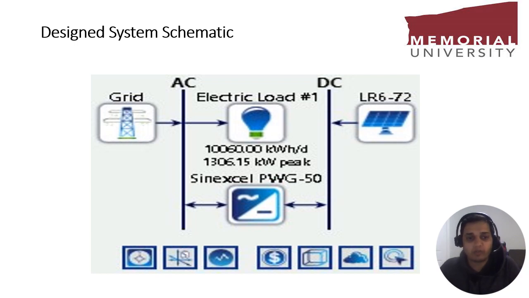So, as you can see in the schematic diagram, we have two sources of energy. One is the grid and the other one is the solar panels. The DC current produced by the solar panel is converted with an inverter, and then the energy is fed into the electric load, or the building. The approximate load we got from the university is 10,060 kilowatt hours per day, which is the load required for each day. So it needs to be produced either by the solar panels or by the grid.